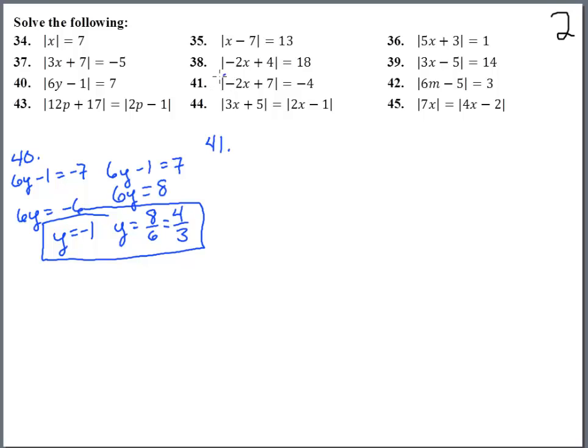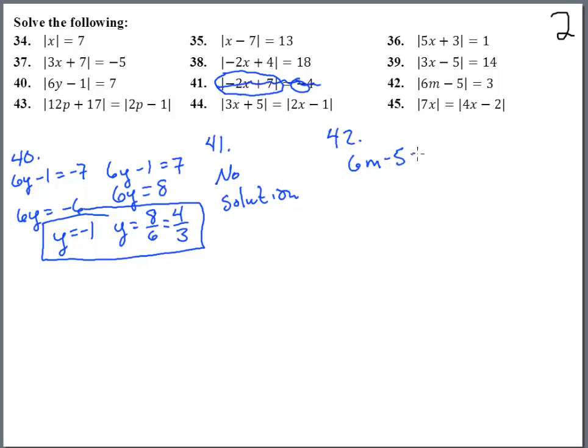Here's one where we have an absolute value equaling a negative. Can't happen. No solution. And number 42.